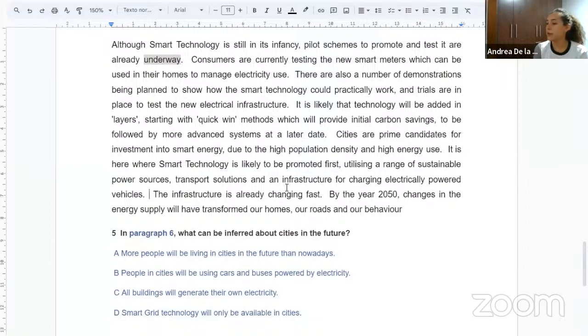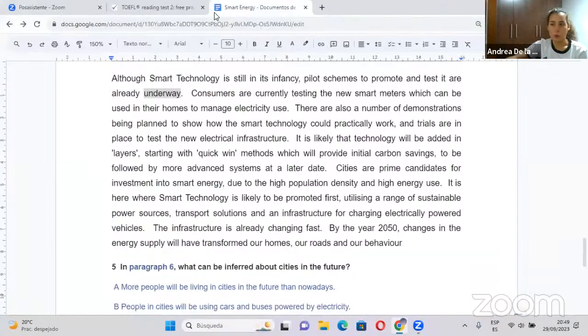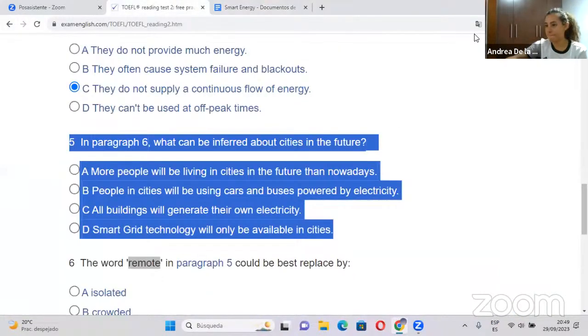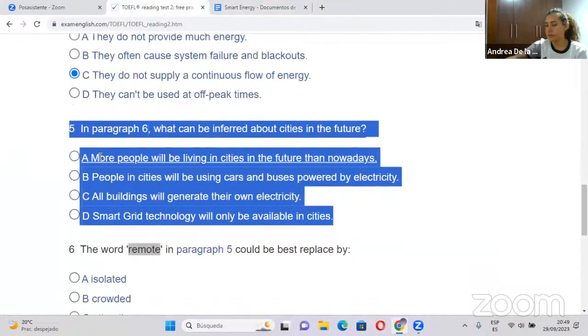Right? Is it okay? Do you all see why C is the correct choice? Okay. C.